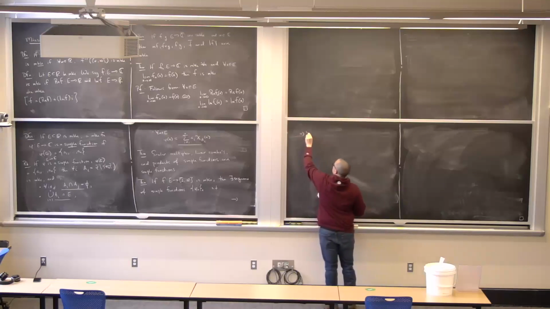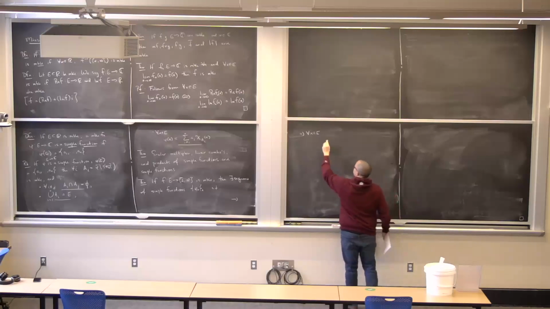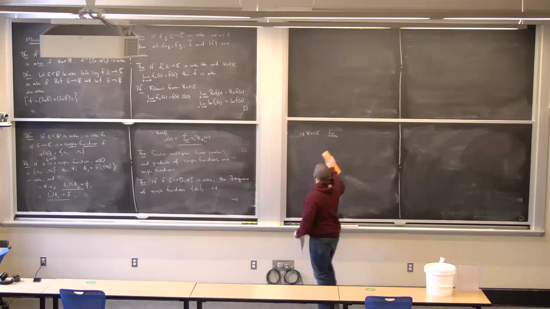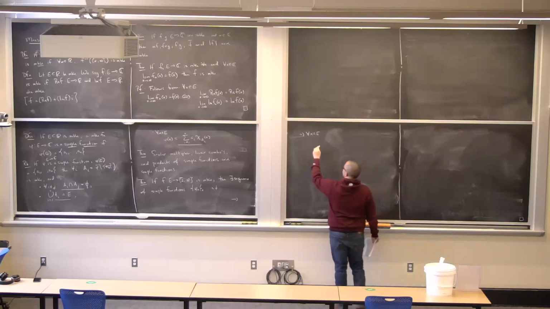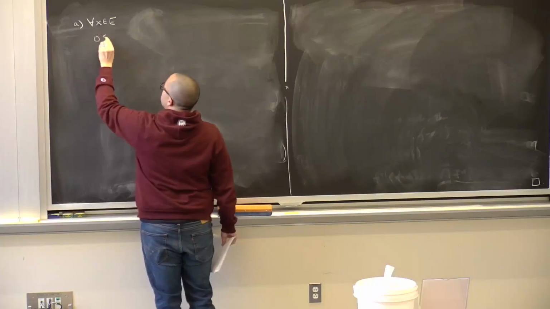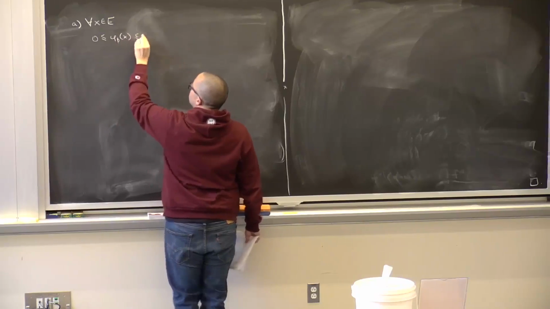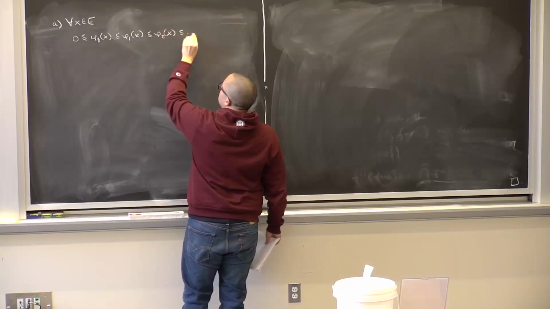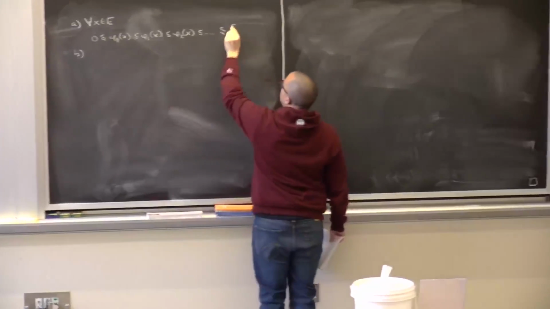Three things hold for all x in E. Or let me hold off on stating that. F dominates these simple functions, and these simple functions are pointwise increasing. For all x in E, 0 is less than or equal to phi 0 of x, which is less than or equal to phi 1 of x, which is less than or equal to phi 2 of x, and so on. And they all sit below f of x.